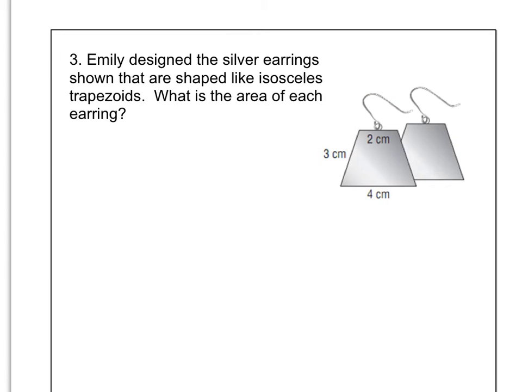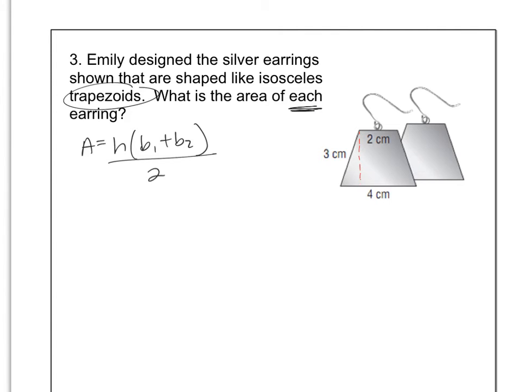Number 3, Emily designed the silver earrings shown that are shaped like isosceles trapezoids. What is the area of each earring? When it says each earring, it means one earring. What is the area of one earring? So, since it's a trapezoid, we're going to use our formula, height times base 1 plus base 2, divide by 2. Do we know the height?